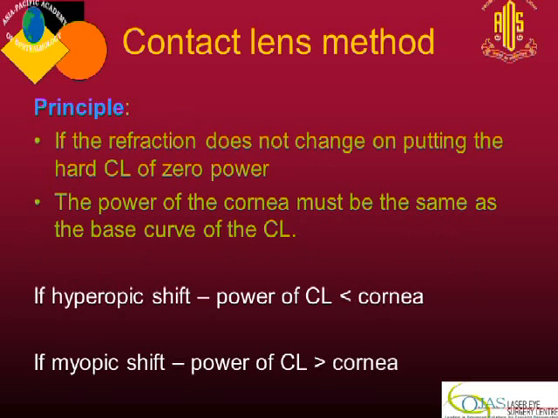The contact lens method principle is that if the refraction does not change on putting the hard contact lens of 0 power, the power of the cornea must be the same as the base curve of the contact lens. So if there is a hyperopic shift, the power of the contact lens would be less than the power of the cornea, and if there is a myopic shift, then the power of the contact lens would be more than the power of the cornea.